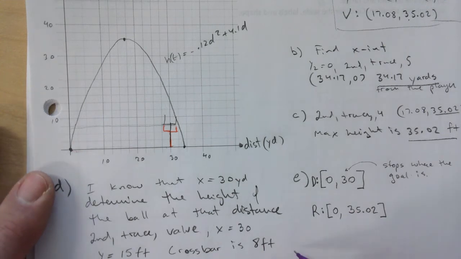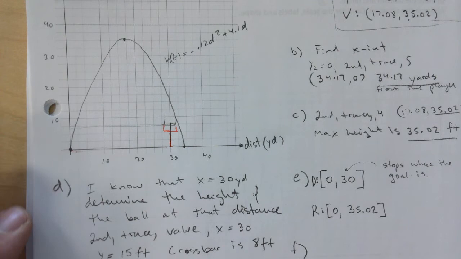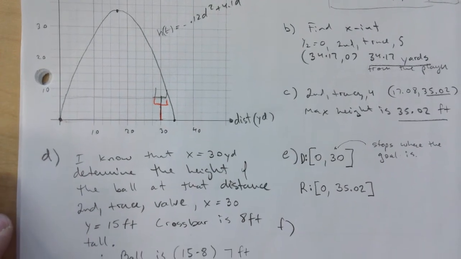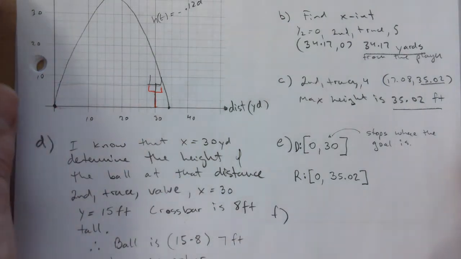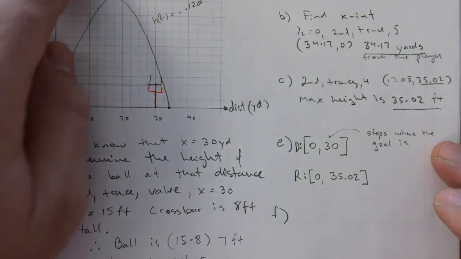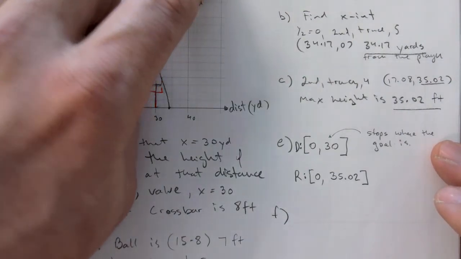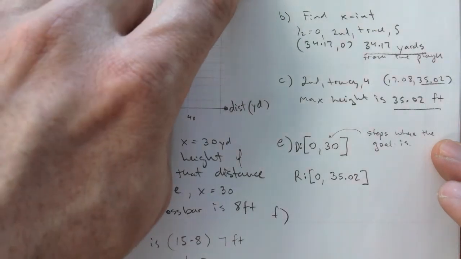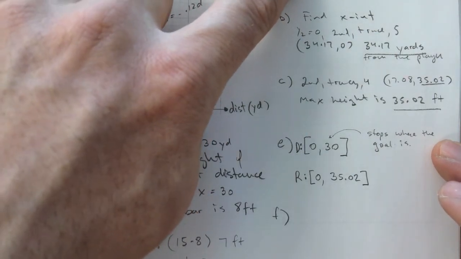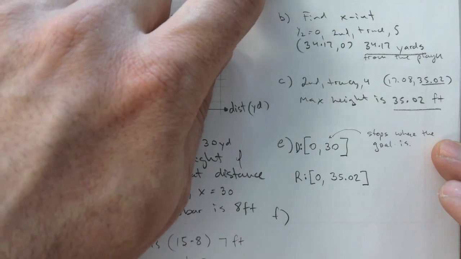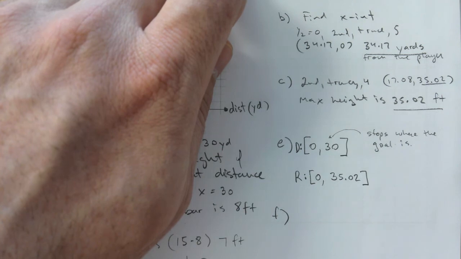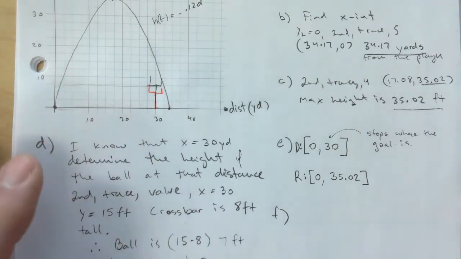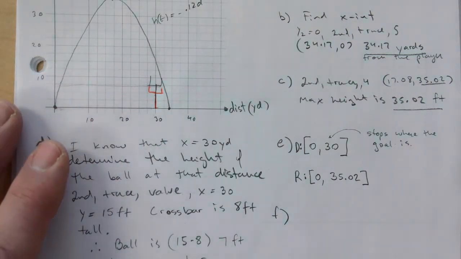F. I really enjoy asking questions like F, just so you know. I'm going to read it. State an equation that would model a kick with a lower maximum height. Answers will vary. So that's where I need you to come up with an example. Just give me an example, one that would work. There's many.